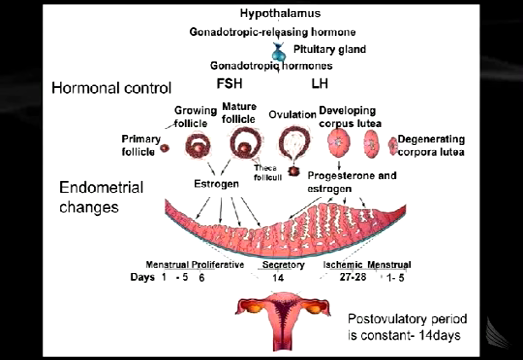Let's look at it in graphic form. Starting with the hypothalamus, there'll be gonadotropin releasing hormones, which will affect the pituitary and start to release gonadotropic hormones into the vascular stream, which include follicle stimulating hormone and luteinizing hormone. These two hormones will start to drive the development of the primordial oocytes into a mature Graafian follicle.